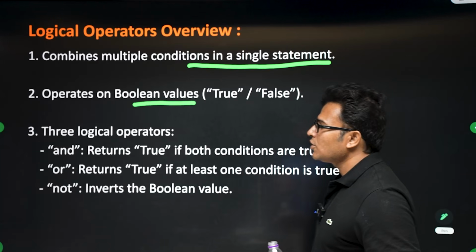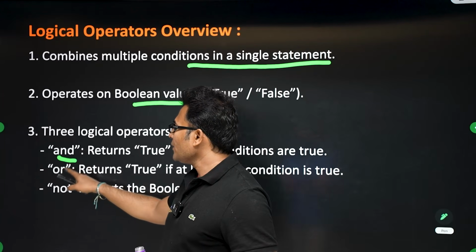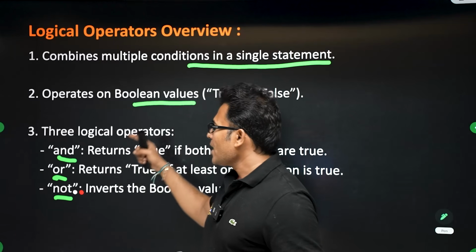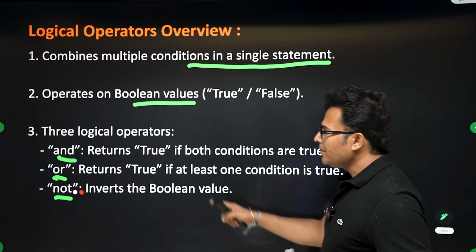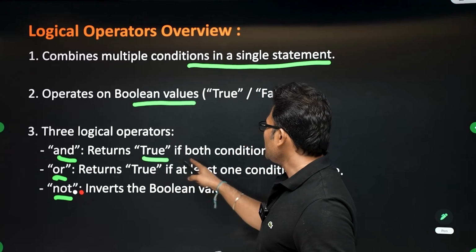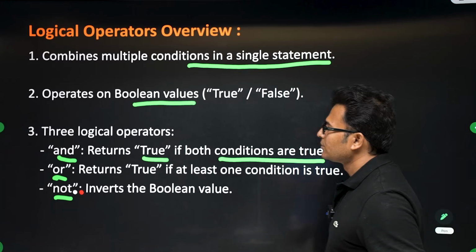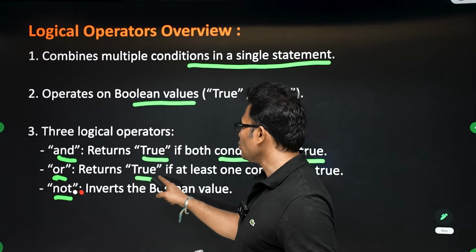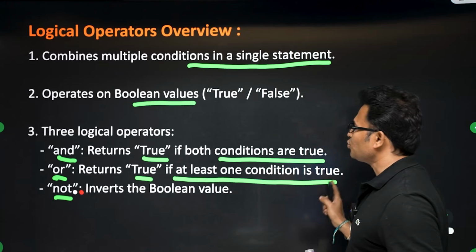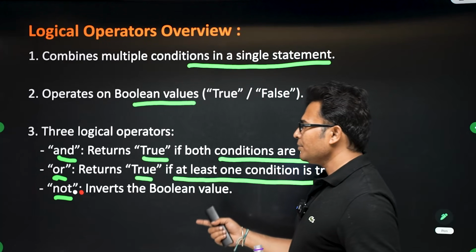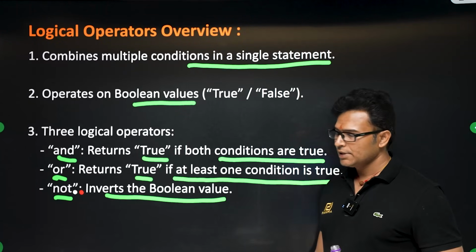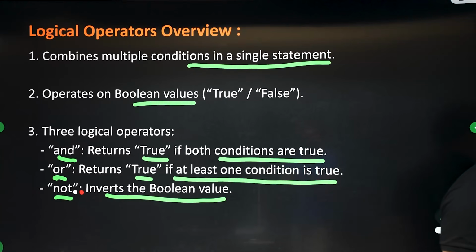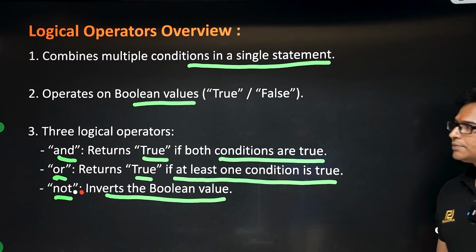Now, what are the three logical operators? One is AND, other is OR, other is NOT. AND will return true if both the conditions are true. OR will return true if at least one of the conditions is true. I will show you the truth values. NOT will invert the Boolean value. True will become false and false will become true, right? For those who are new to programming, I will explain what is AND, OR and NOT. For those who already know, you can skip this video.